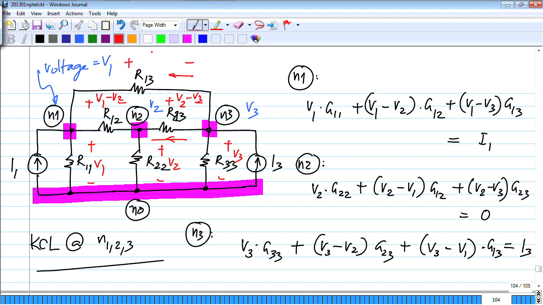And across R13, it is V1 minus V3. And also across this current source, in this direction, it is minus V1. And in this direction, it is minus V3. The reason I wrote down all these things is just to show that all the branch voltages come out of some trivial manipulation of the node voltages.